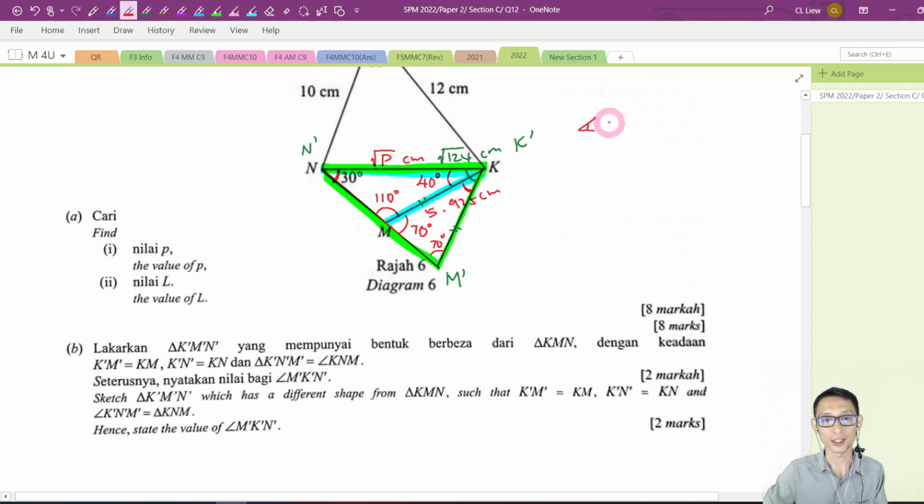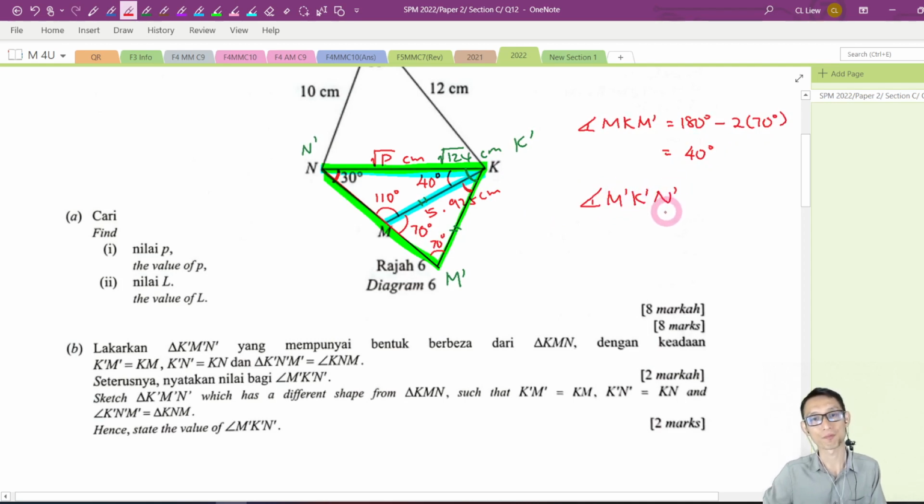The angle M, K, M prime is equal to 180 degrees minus 2 times 70 degrees, which is 140, so the angle will be 40 degrees. Okay, this is 40, this is 40. Now the angle M prime, K prime, N prime, which is this whole angle, is equal to 40 plus 40. Okay, our final answer is 80 degrees.